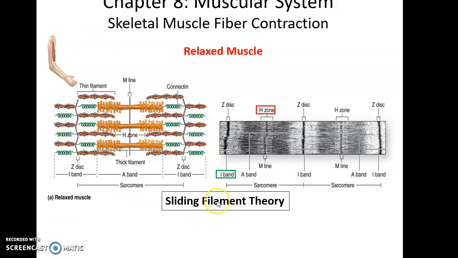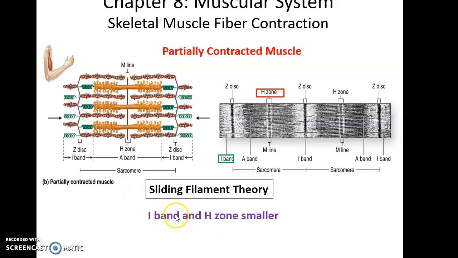And again, this is sliding filament theory because the thin filament is sliding toward the M line across the thick filament, so it's sliding. The thin filament, the thick filament, they stay the same size. Their sizes do not change. Only the size of the sarcomere changes, and that's by the I band and H zone getting smaller as the thin filaments slide toward the M line.